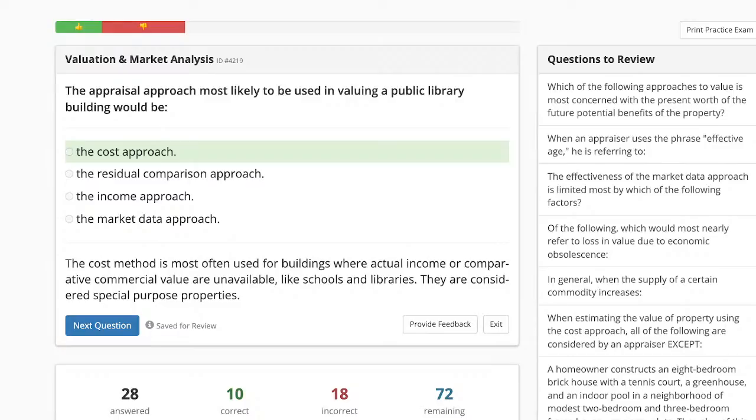That's the cost approach. And these are for what kind of properties? What kind of properties would you use this for? Anybody? These would be special purpose properties.